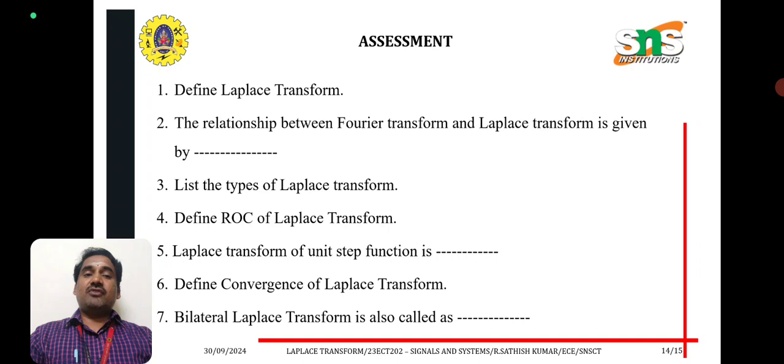Define convergence of Laplace transform. Laplace transform is basically a Fourier transform of x of t into e power minus sigma t, which must be absolutely integrable. Bilateral Laplace transform is also called double-sided Laplace transform.